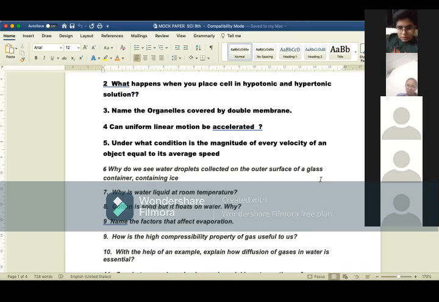Got it? So that is the condition they are asking about. So you cannot say this question is wrong. First visualize the situation. For that I am explaining. Now you tell me, why do you think that cotton is solid but it floats on water? Ma'am, because its density is lower than the water.